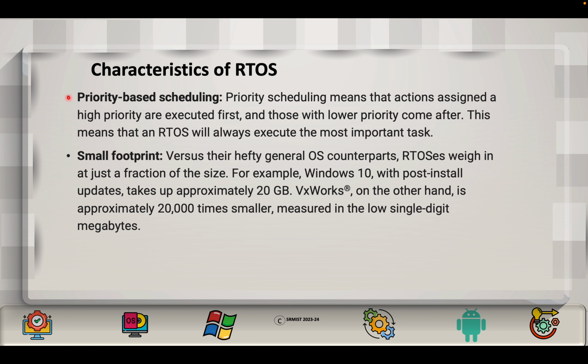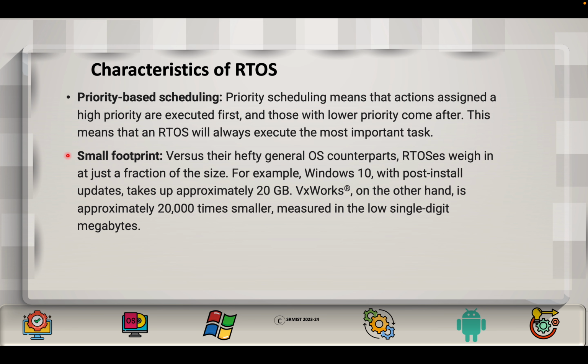Fourth, priority-based scheduling. Priority scheduling means that actions assigned a high priority are executed first. This is one of the major characteristics. Based on the priority only, the jobs will be executed in real-time operating systems.